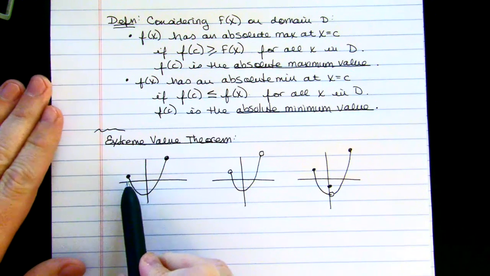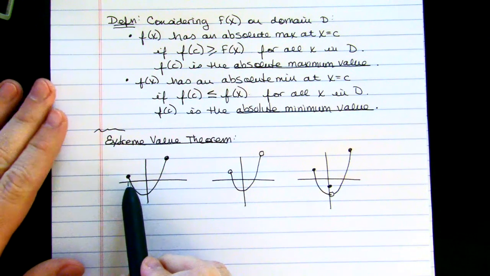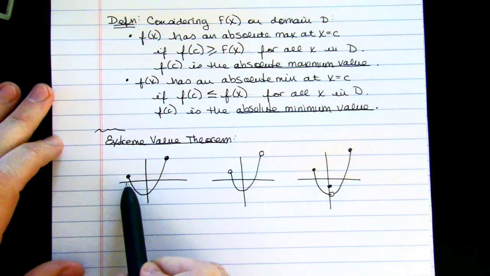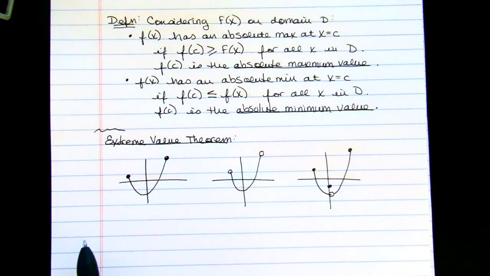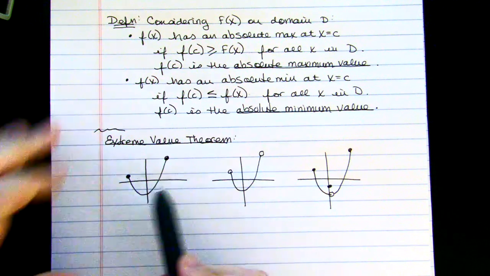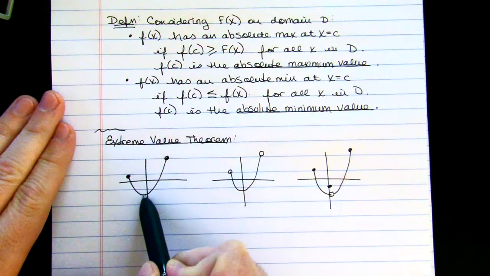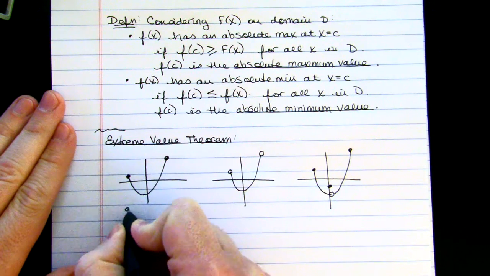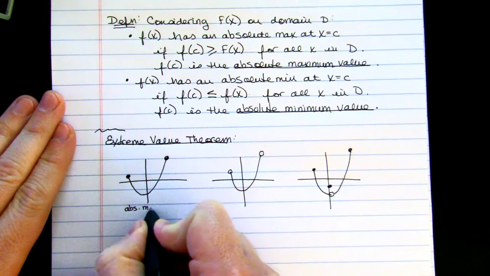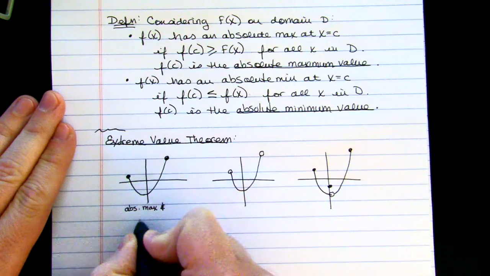An absolute maximum needs to be an absolute highest y value that we reach, and the absolute minimum needs to be the lowest y value which we reach. And I think this graph over here has an absolute maximum that I reach over there and an absolute minimum that I reach over there. So there is an absolute max and an absolute min.